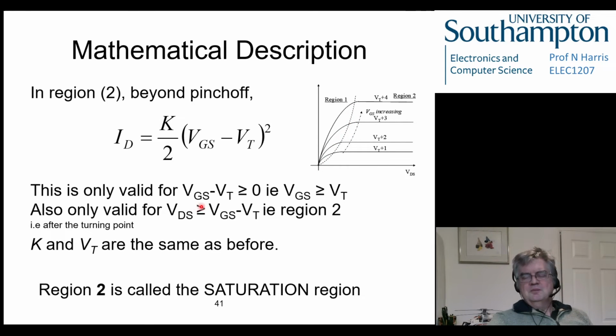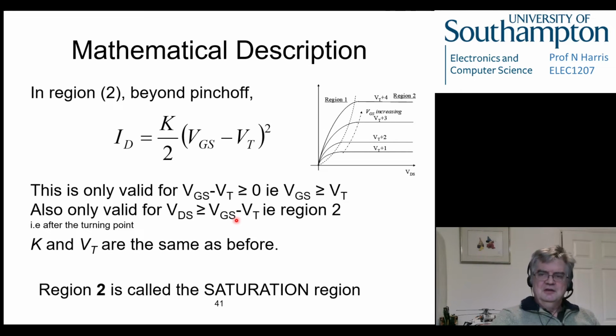Okay, and then there's some mathematical stuff here that tells us officially where it's valid, but it's really valid after the turning point of the other equation, and has to be continuous with the other equation. They've got to join together. So this is quadratic rise to the turning point until it's flat, and then it just holds that value effectively. Same constants as you'd expect, because it's the same device. And region 2 is called the saturation region. So this bit here is the saturation region.